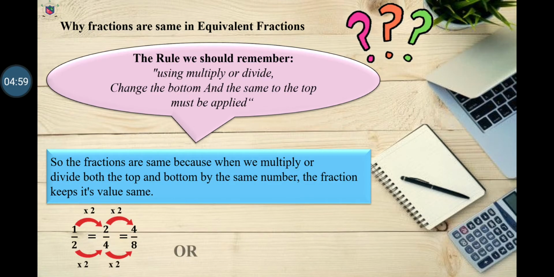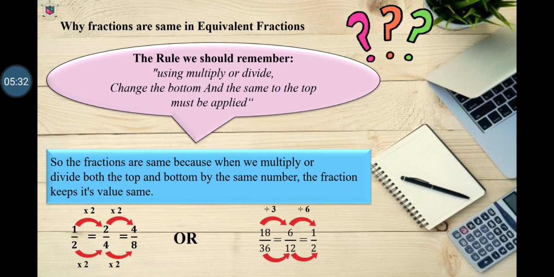But keep in mind that you have to multiply or divide by the same number. As you can see, the first fraction is 18 upon 36. Here we have divided 18 and 36 by the same number, and that is 3. And again we have divided 6 upon 12 by the same number, that is 6. So 6 divided by 6 is 1 and 12 divided by 6 is 2. So in this way you can make different equivalent fractions.